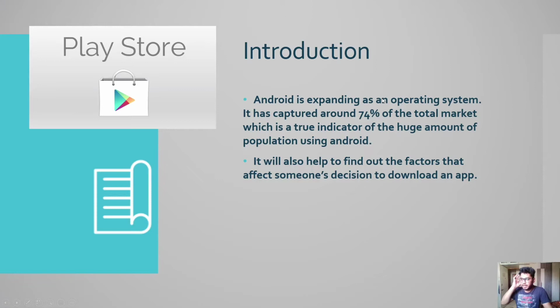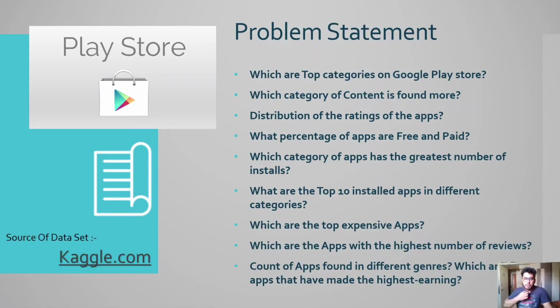As you know, Android is expanding as an operating system. It has captured around 74% of the total market, which is a true indicator of the huge population using Android. This analysis will also help us find out the factors that affect someone's decision to download an app. So let's go to our problem statement.